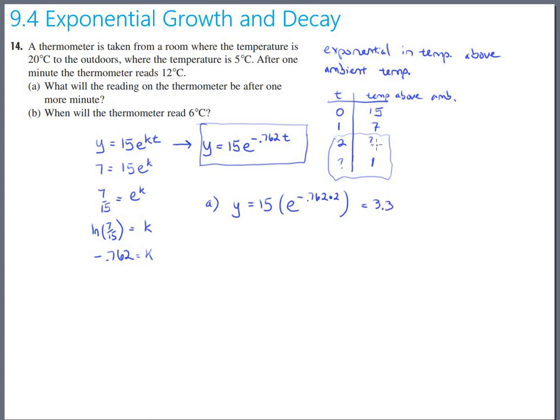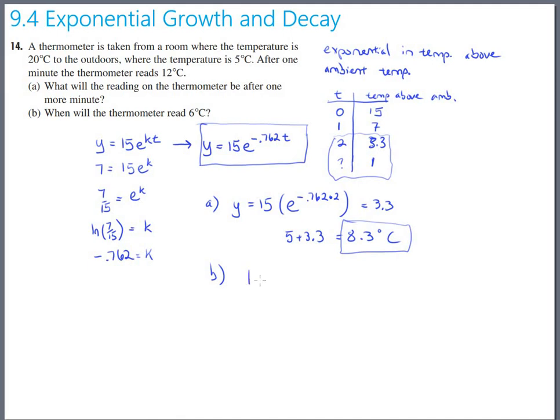So that's 3.3 degrees above ambient. Keep in mind ambient is 5, so really the temperature after one more minute, 3.3 degrees above ambient plus the ambient, which is 5, is 8.3. So 8.3 degrees Celsius after one more minute. And then when will it read 6, which is 1 degree above ambient?